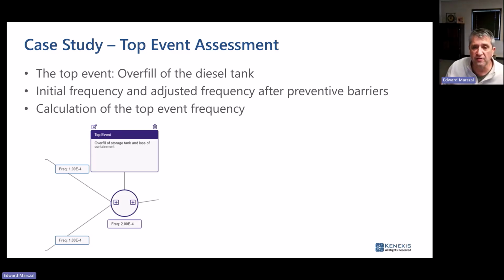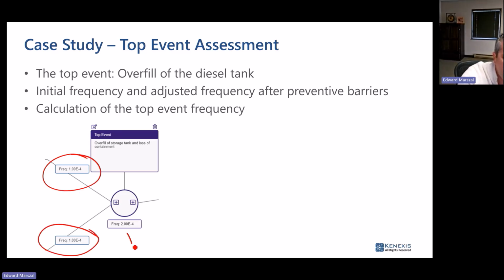So an overfill of the diesel tank can occur because the BPCS failed, or because the operator requested more material than the tank can hold, because it's illogical, or as we explained several times already, we do probability addition. So that overfill is going to occur at 2 times 10 to the minus 4, which is simple addition of the two events that can result in that top event occurring.